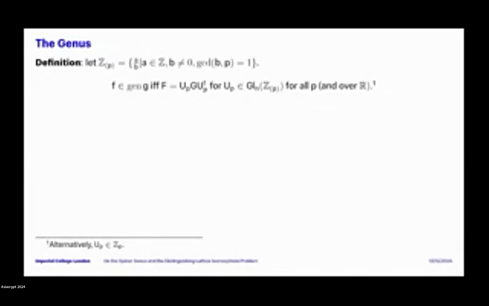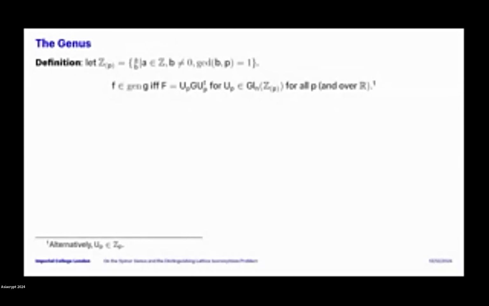So let's talk briefly about the genus. We'll define Z subscript (p) to be the set of fractions whose denominators are coprime to p. And we then say that F and G lie in the same genus if and only if the matrices of F and G are related by some unimodular transformation U_p in the following way: F equals U_p G U_p transpose for all primes p and also over the reals.